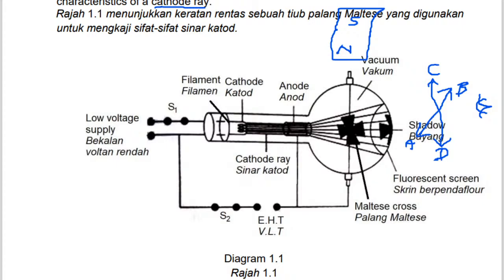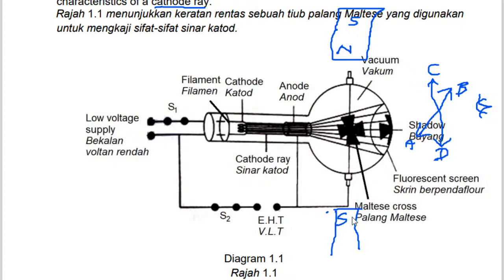Okay, the answer is A. Since we are using our left hand Fleming's rule, if this is north, we assume there is another magnet down here. So if up there is north, here will be south. It means that if you use your left hand Fleming's rule, your pointer, jari telunjuk, must be pointing downward, because up here is north, so down here is south. So your pointer is pointing downward.